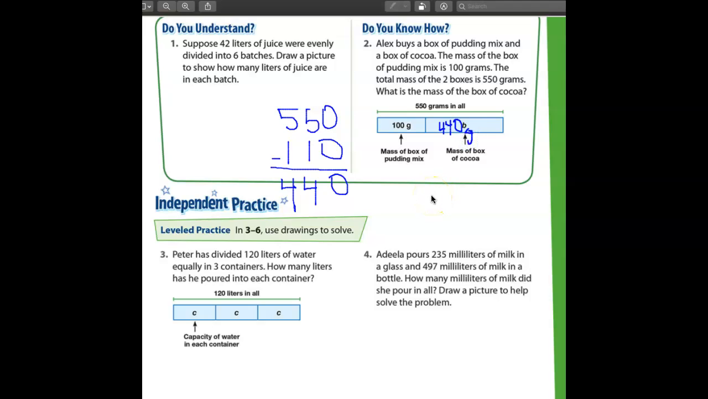So the rest of them are just going to be like that, where you have to figure out what's the operation and solve for the answer.